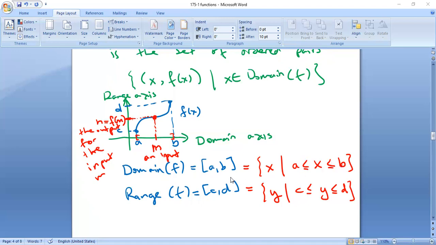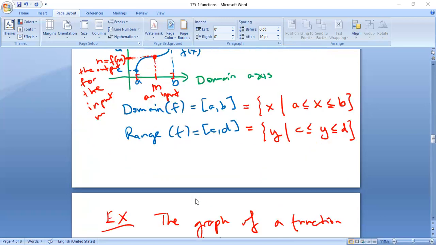And for the range, if you project the graph of the function onto the range axis, then it will automatically give you the range. So in this picture here, it projects onto the closed interval C to D, where we use the bracket notation C to D. Well, this notation means all of the numbers, y values between C and D, and as you see, C can also be one of the outputs, and D can also be one of the outputs. So this is how we show that.